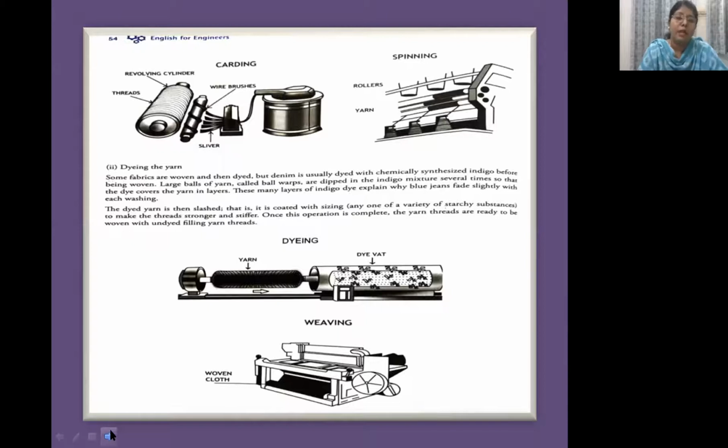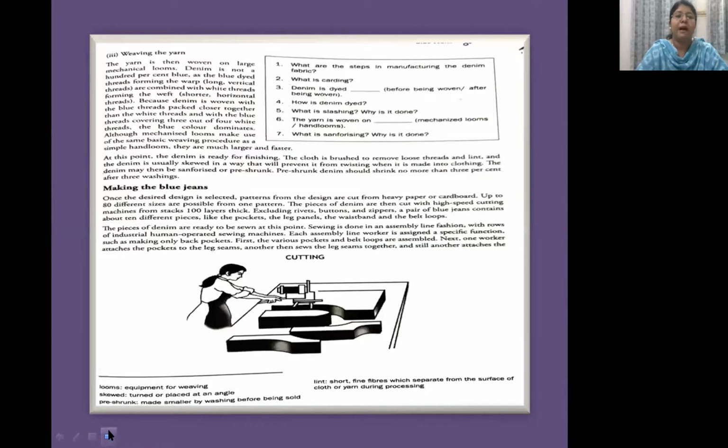Now here, while making blue jeans, the yarn is dyed and then woven, and not woven and dyed. It is dipped in the dye multiple times. And this is how the dyeing is done. So here you have the diagram telling you the process. Next, we have weaving the yarn.